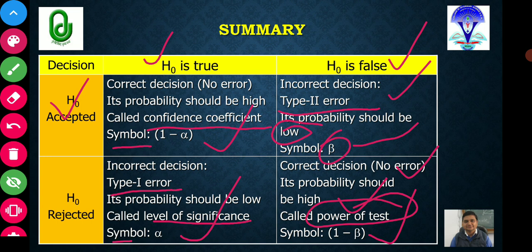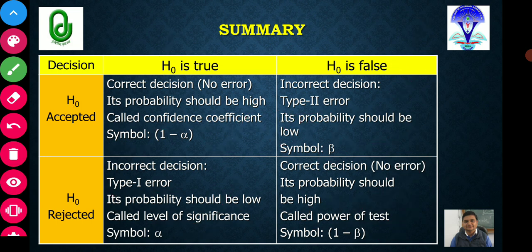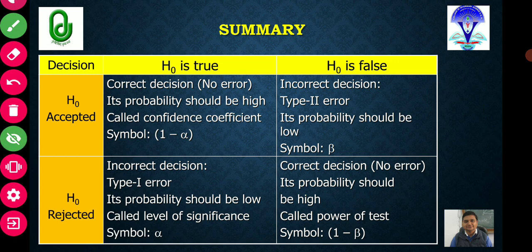Now the question arises sometimes in your examination: which one is a grave mistake, type 1 error or type 2 error? If you see, type 2 error is telling that H0, the null hypothesis, is false, but you have accepted it. This is a grave situation. This is a severe mistake.